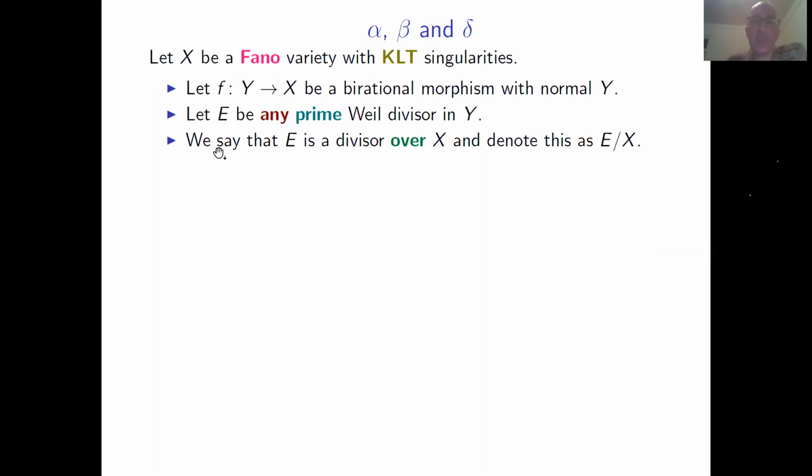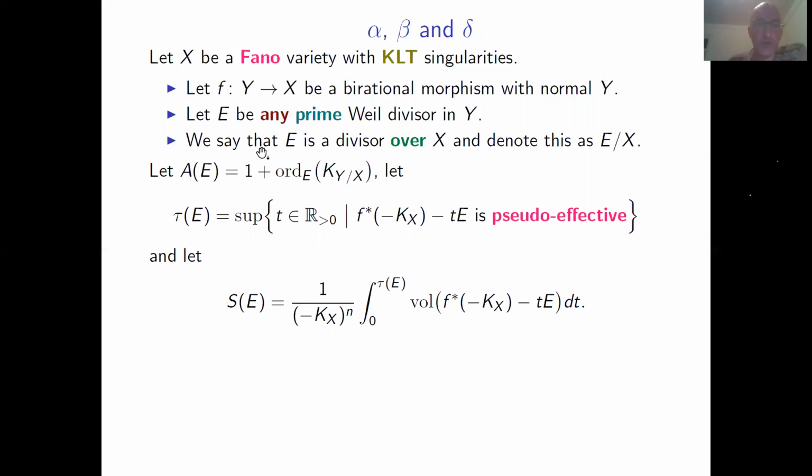And then you take any prime Weil divisor E on Y. So it may be f-exceptional, or maybe not f-exceptional, maybe it's on X. And we say that E is a divisor over X. And then we define these two numbers. One number is very traditional for birational geometry. It's called log discrepancy. You look at the order of the relative canonical divisor. So basically you pull back the canonical divisor from X, subtract it from the canonical divisor of Y, and then you take the order of vanishing and add 1.